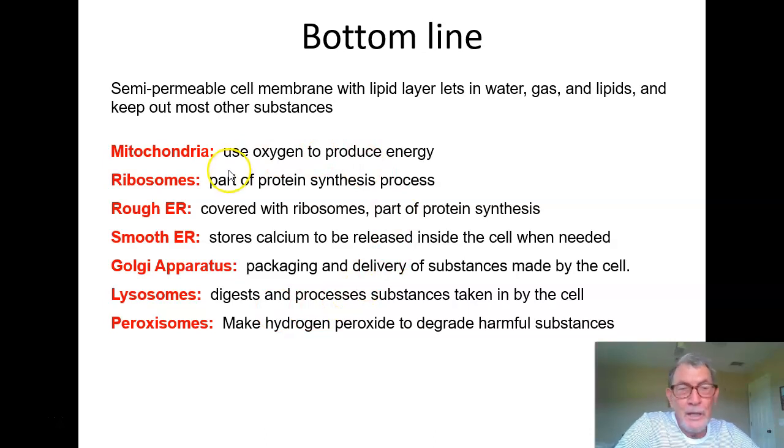Because if somebody has a problem with their lysosomes, then what's going to happen to the cell? It can't digest food. It can't do its job. What if you're low on mitochondria? You can't make energy.